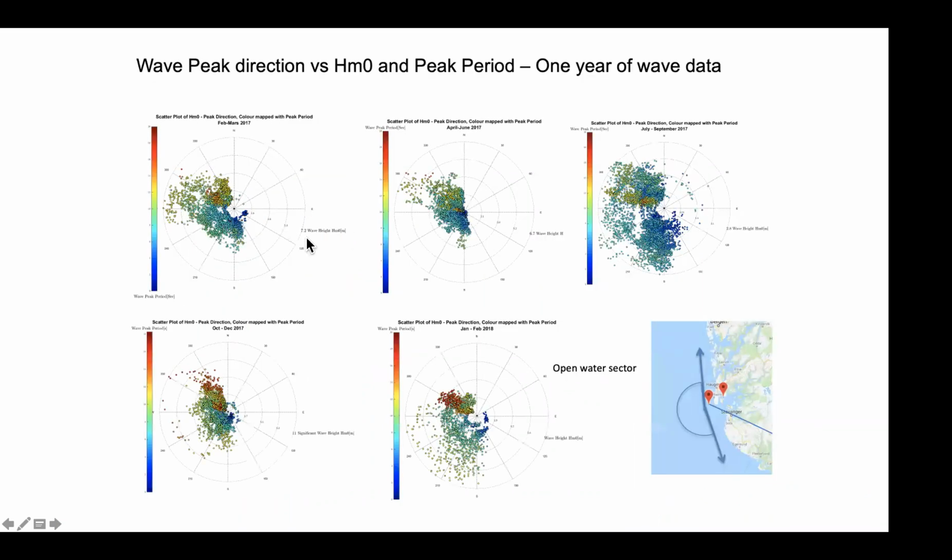And a 1-year deployment here with the Motus sensor. We can see features. This is just month by month. I just show you some features. The colors here, red is longer peak period, so here we have about a 20-second peak period. So we have long swells coming in here, also with higher waves. The further out you are on the scale here, the higher are the waves.